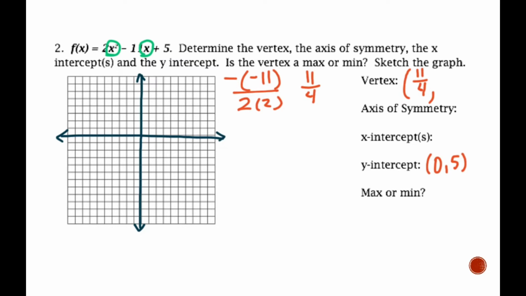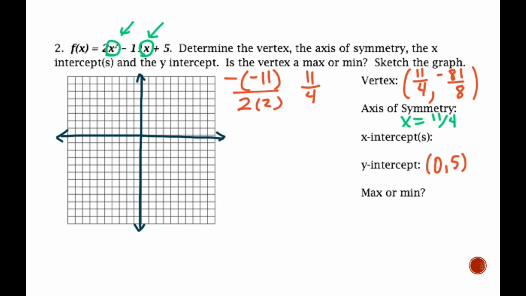So I'm plugging in 11 fourths and squaring it, get 121 over 16, multiply by 2, minus 11 times 11 fourths, and then I'm going to add 5, which is 20 fourths at the end. So, in the end, negative 81 over 8. And you can use your calculator to help you out with that a little bit, but hopefully you know how to do it anyway. Okay, so the axis of symmetry is just going to be x equals whatever my x-coordinate was, so 11 fourths.